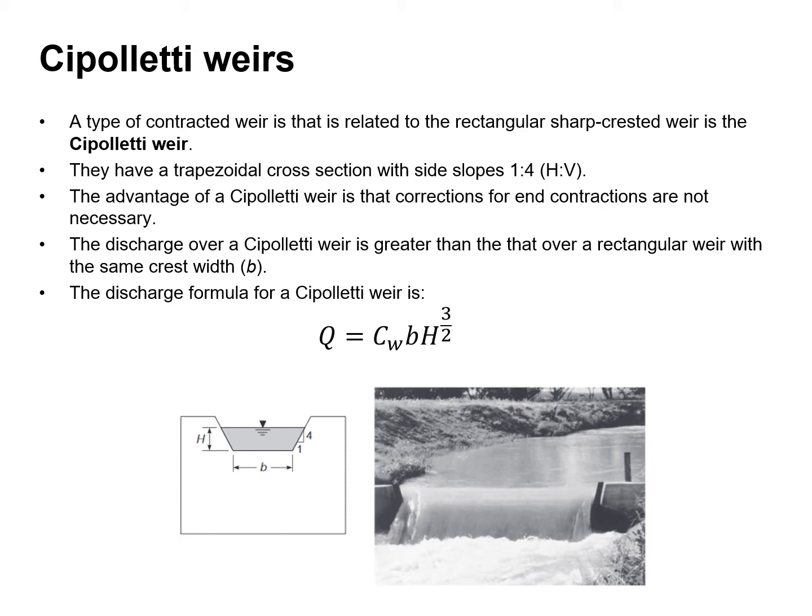The advantage of this weir is that corrections for end contractions are not necessary, and the discharge over a Cipolletti weir is greater than that over a rectangular weir with the same crest width. The discharge formula for a Cipolletti weir is shown below.